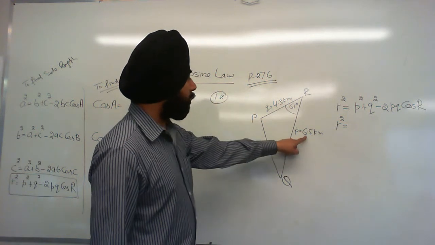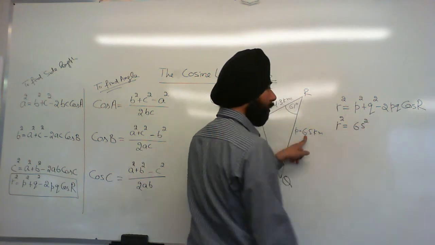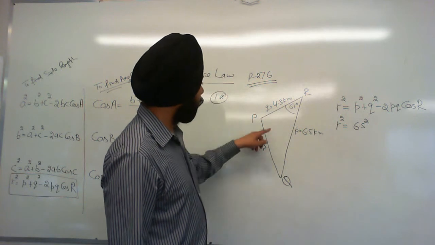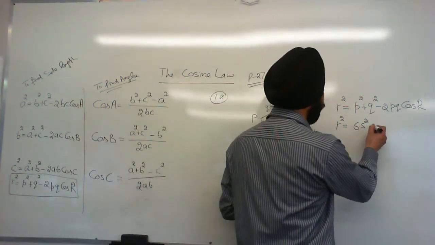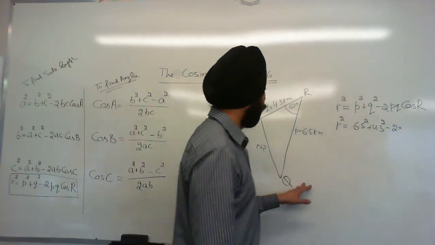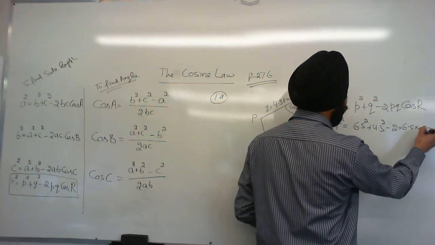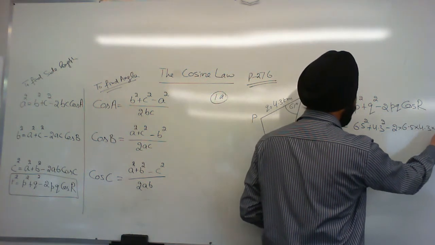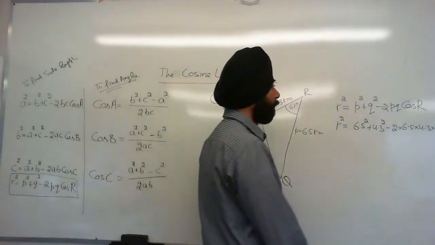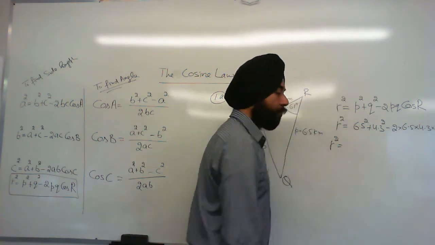Small p is 6.5, so p square will become 6.5 square. Q square is 4.3 square, and minus 2 times p, which is 6.5, times q, which is 4.3, times cos of angle R. Angle R is 61. So you will calculate this to find R square.